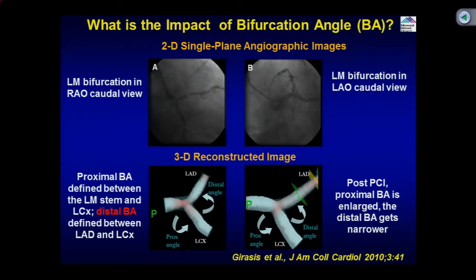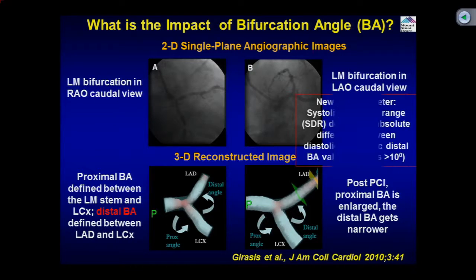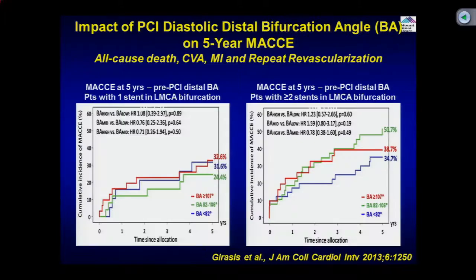Then comes the bifurcation angle. A lot has been written in the last few years about the bifurcation, particularly the pre-bifurcation, let's say from the left main to the circumflex, or the distal bifurcation, which is between LAD and circumflex, or maybe LAD and diagonal. And this has actually shown that there is some correlation with various angles. Now one of them that has been shown is the systolic and diastolic range, defined as the absolute difference between diastolic and systolic bifurcation angle, less than 10 and more than 10.